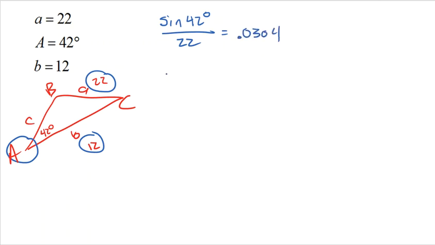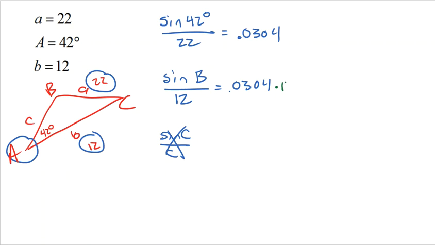0.0304. Now, sine of big B divided by little b, 12, is going to be that same magic ratio. And the same thing could be said for angle C as well. But again, the problem is I don't know either one of these. I don't know big C, I don't know little c, so that's actually not going to do me any good right now. So, okay, how do I solve this?